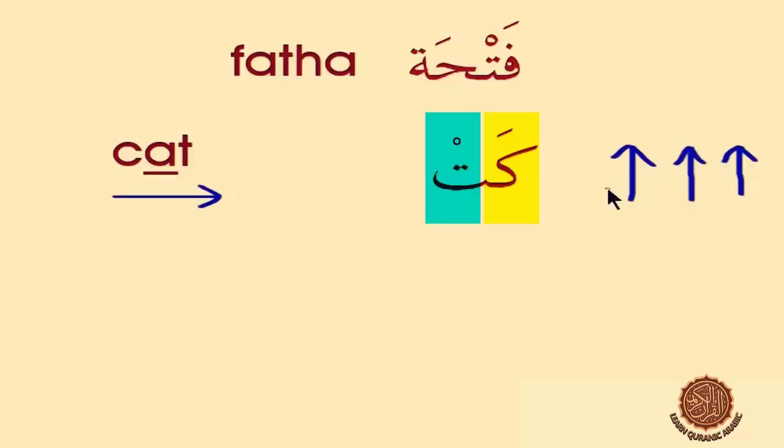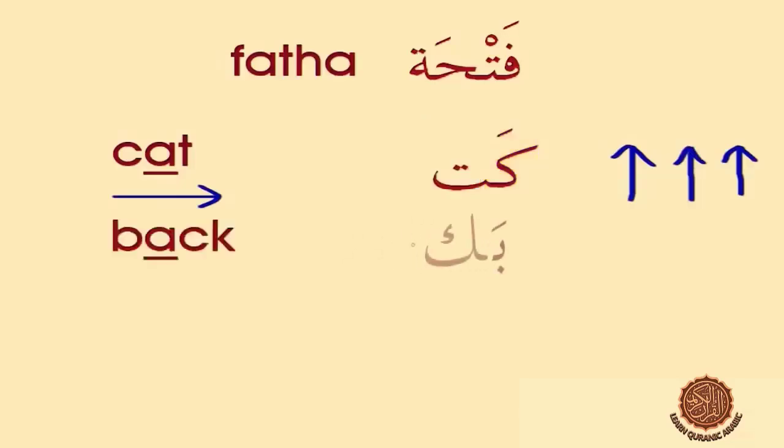Next word is the word back, and that's how it's written in Arabic. Now, one thing you notice with Fatha is that when you say the A sound, your mouth is opened. A. And interestingly, the word Fatha comes from a word meaning to open. So anyway, let's get back and look at this word here. Now this word is actually a verb. So let us try to pronounce this word.